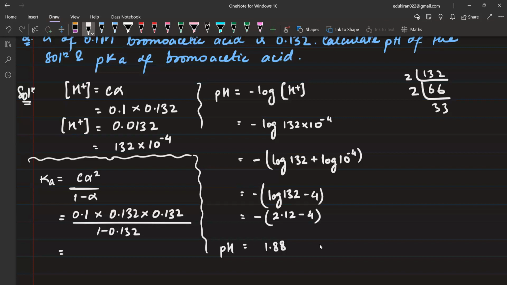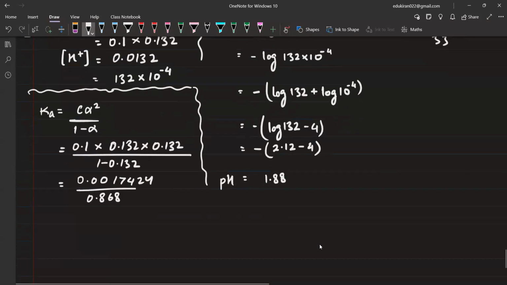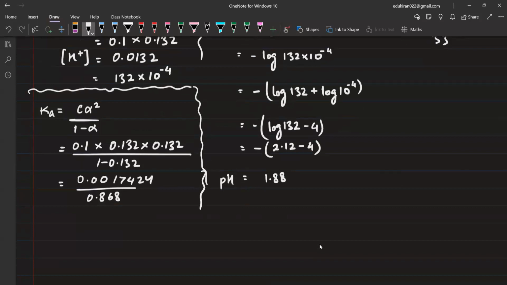Now you will get some values here, I am multiplying and telling you. This will be equal to 0.0017424 divided by 0.868. Once you divide these values, approximately the answer you get will be equal to 2 into 10 to the power minus 3. This will be the value of Ka that you will get, approximately.